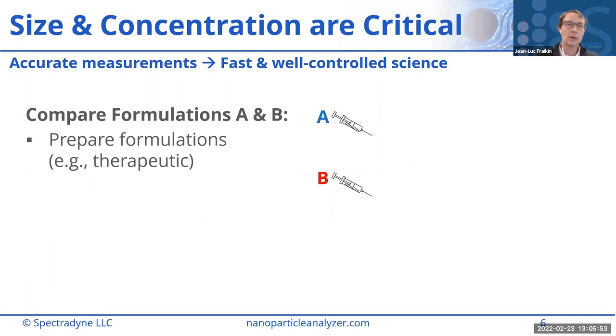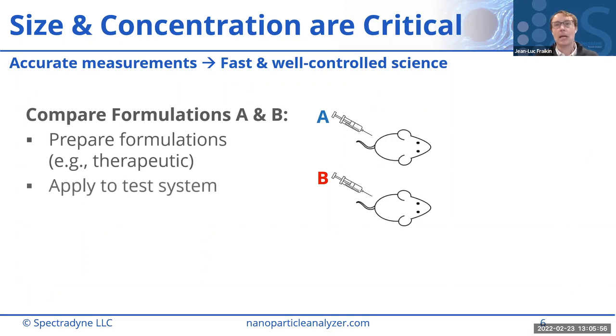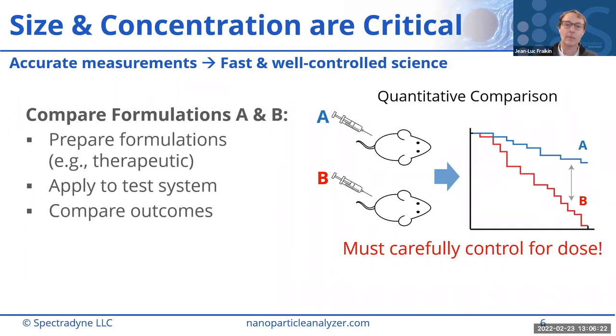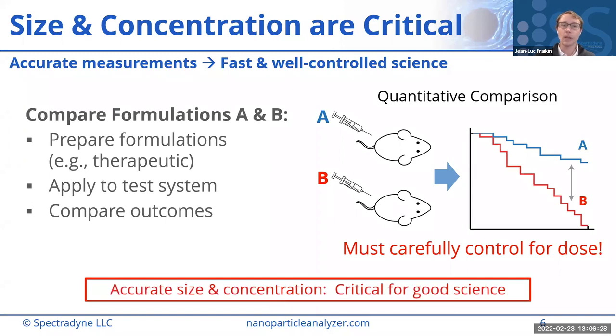in a system. So first step is you prepare the two different samples, and then you apply them to a test system. Maybe it's an animal model, or maybe it's cell culture or some other system. And then we measure the outcomes of the experiment in a quantitative way, right? I think no scientist on this phone call would do this experiment without first controlling for the amount of material, A and B, that you put into the test system, right? And so hopefully this approaches it from the experimental side of thinking about why these things are so important. Accurate size and concentration are critical metrics for good science, critical parameters that need to be controlled to do good science.